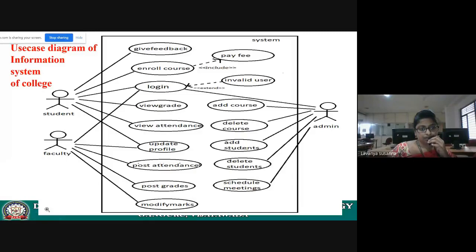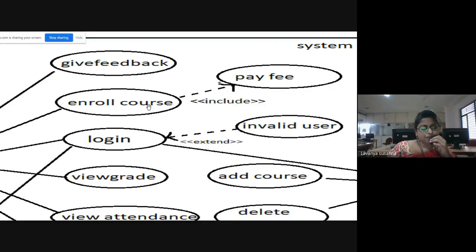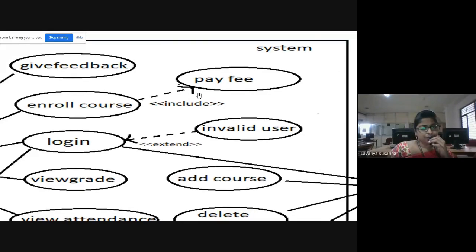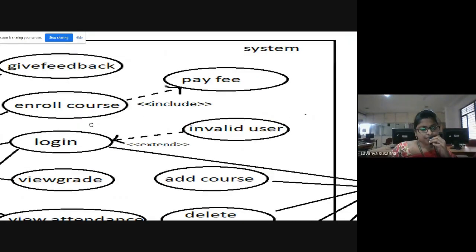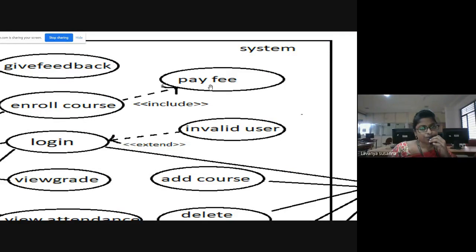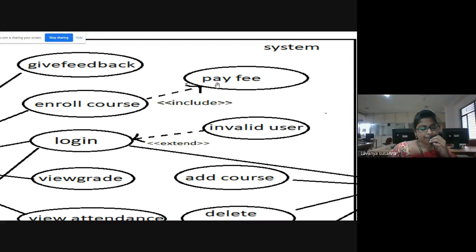I will zoom it. See here, enroll course. If you want to enroll course, compulsorily you need to pay the fees, right? Without paying fees, how can you enroll to the course? So in order to execute enroll course, pay fees must be executed. That means you need to pay the fee, otherwise you cannot enroll to the course. That's why enroll course includes the pay fee use case functionality.